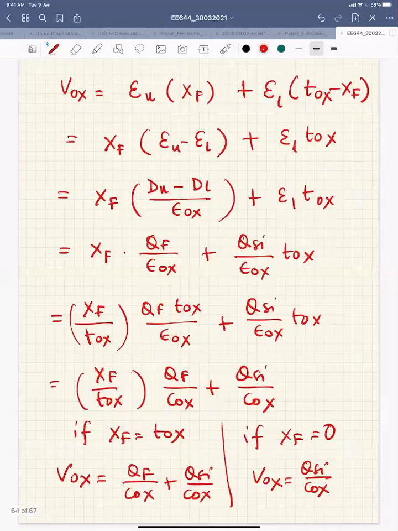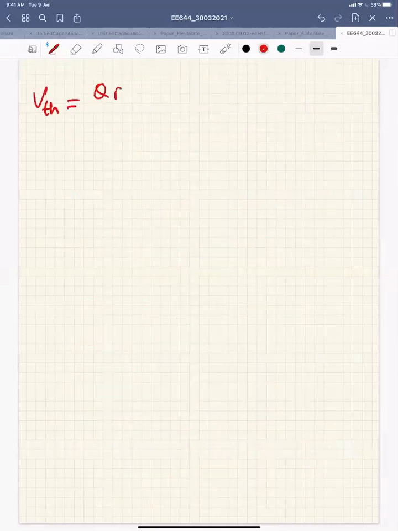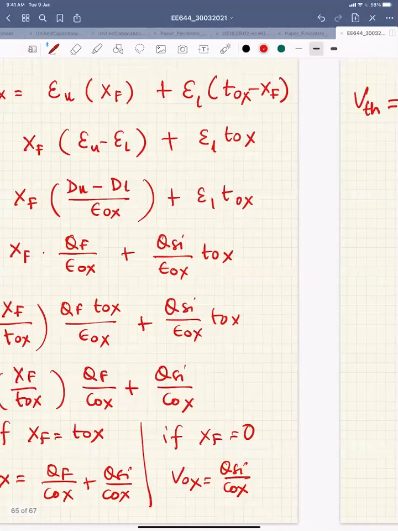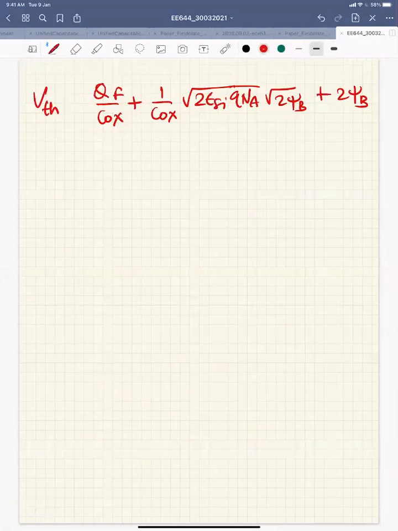So your threshold voltage in this case is Vox plus the rest, which is QF by Cox plus Q silicon by Cox, that is 1 by Cox root over 2 epsilon Si q NA times root over 2 psi b, plus 2 psi b. And the QF term is not QF alone, basically I have to multiply by XF by Tox. So this is just a general equation. It depends upon where your charge is located.